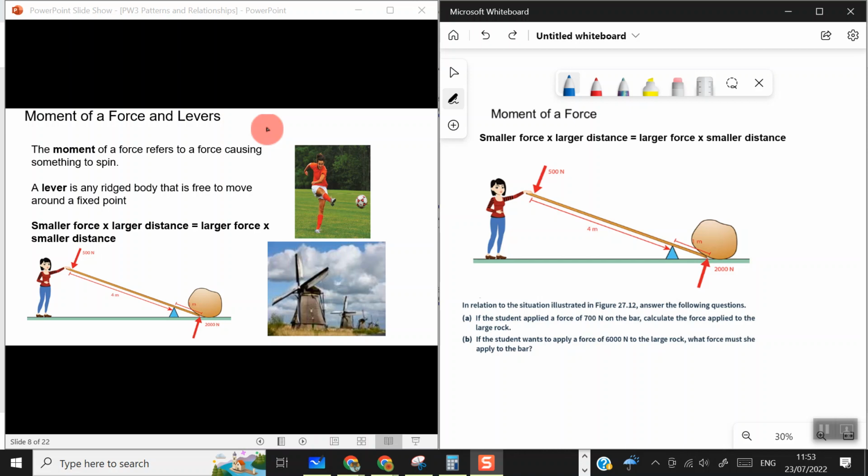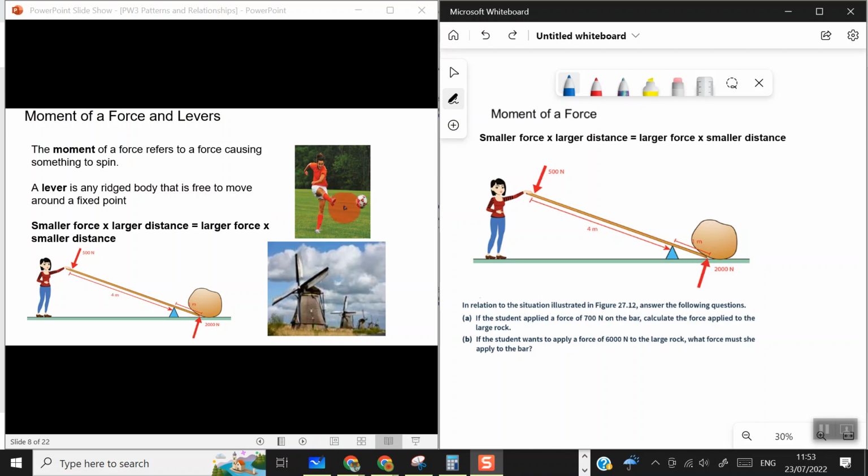And the measure of force, we use this unit called a Newton, after Isaac Newton. So that's just a little bit of recap. The moment of a force is a particular type of force. The moment of a force refers to a force causing something to spin.